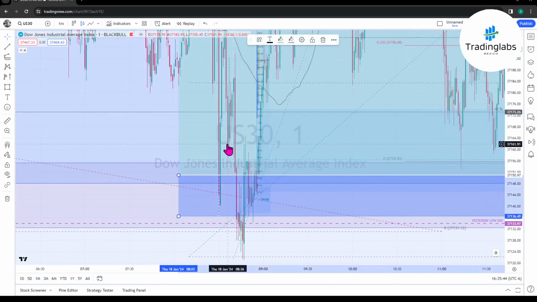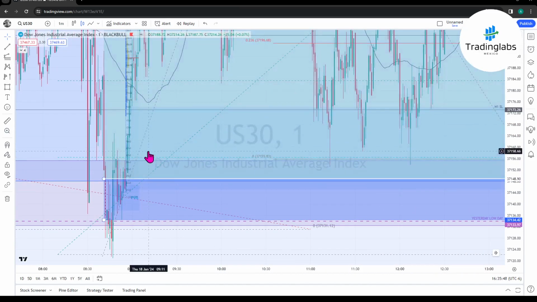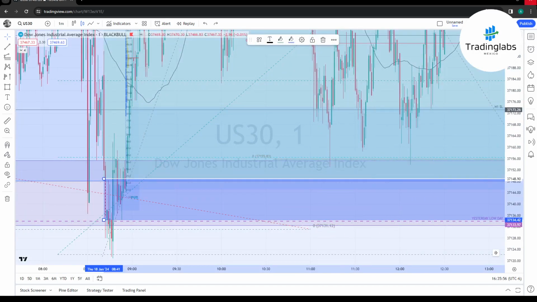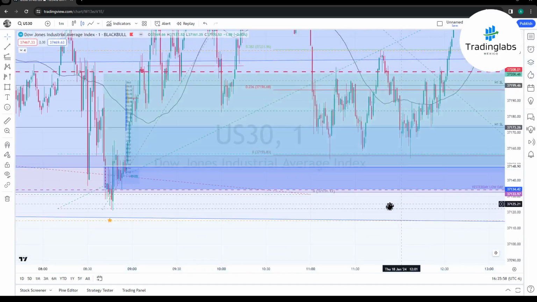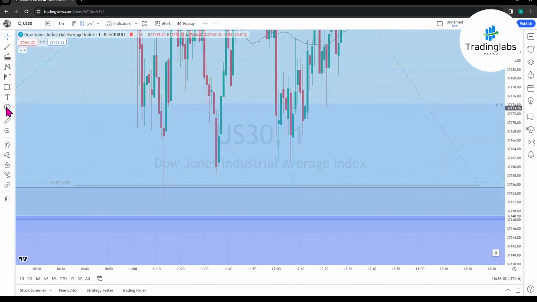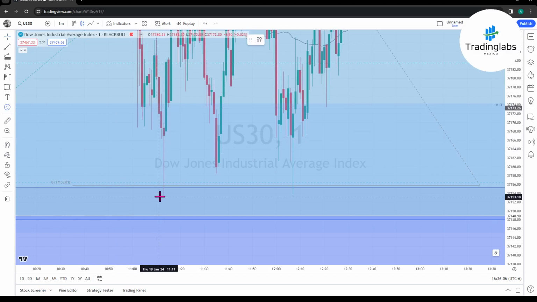What did the price do? The price filled this gap on the demand zone and went up and shot up. I didn't trade it, but this was the first M1 advice, a pin bar.